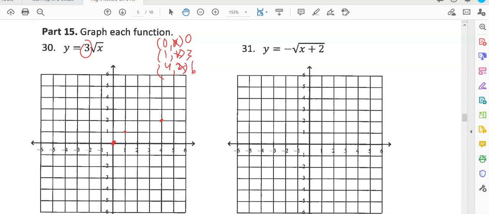So 0, 0 is a point on my new graph. 1, 3 is a point on my new graph. And 4, 6 is a point on my new graph. Looks something like this. It goes up and to the right.